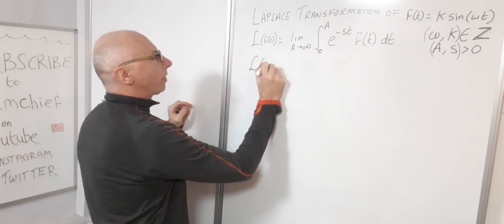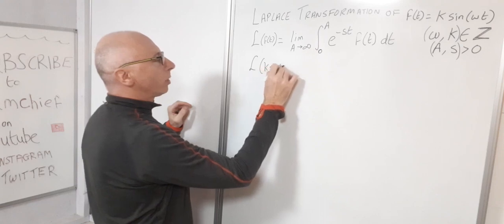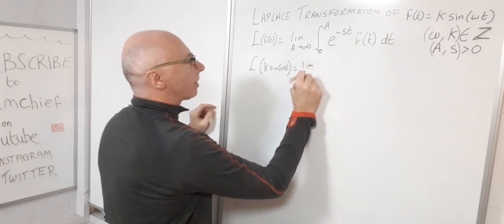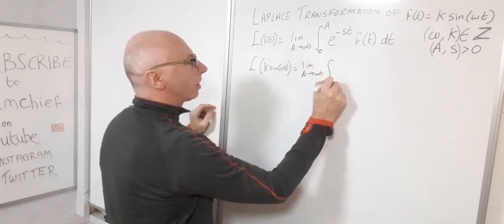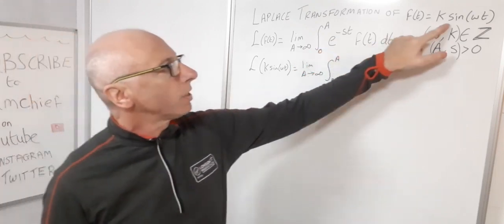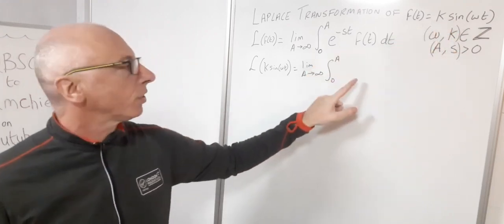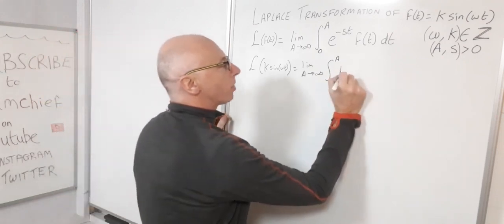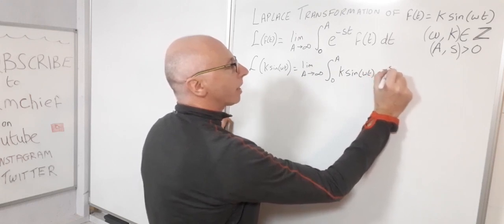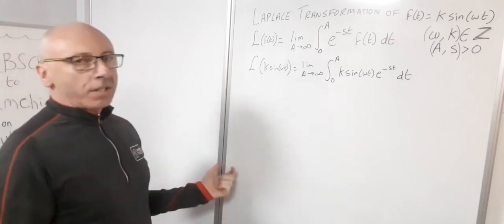So the Laplace of f of t, which is k times sine of wt, so that's our input, equals the limit as a approaches infinity of the integral from 0 to a, e to the minus st, and our function, which is this. So I'm going to write my function in here first. So I'll write my trig functions and then my exponential function written after it. So let's just do that. K times sine wt, and then e to the minus st, all with respect to t. So that's a nice setup there.